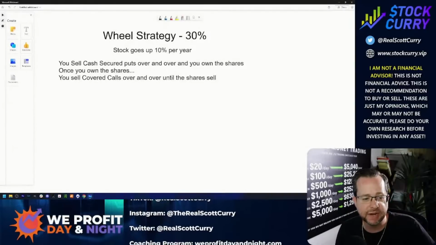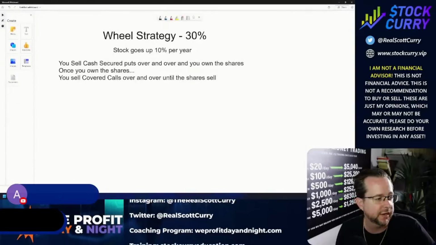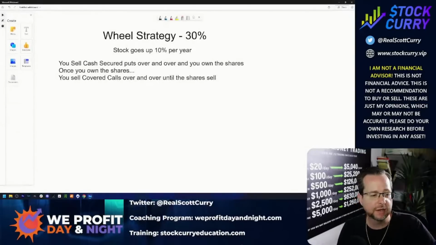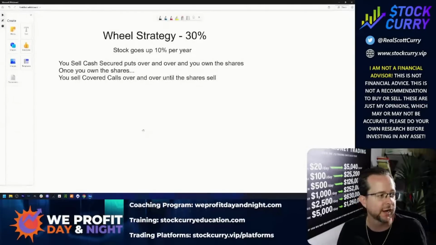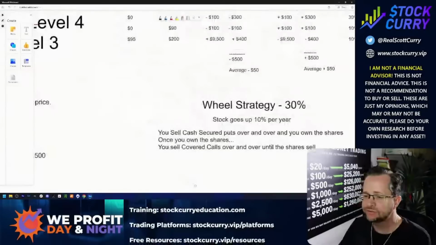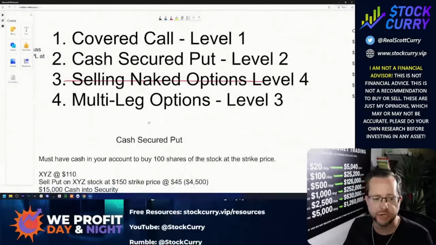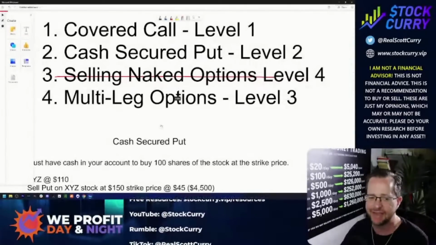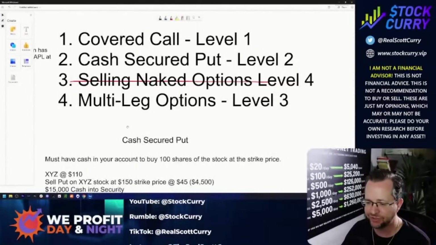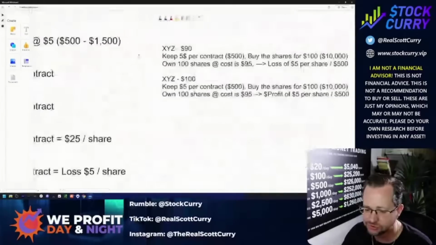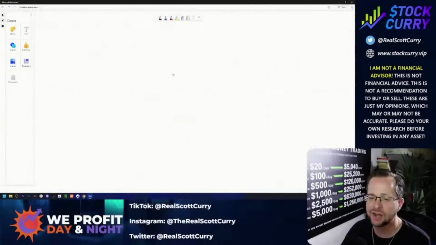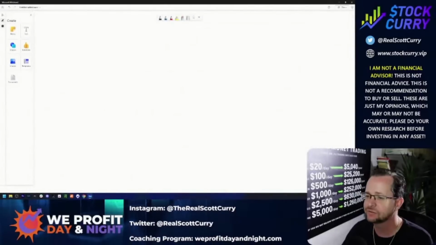Okay, I've got some people saying, please keep going. Okay, we'll carry on. Let's get into level 3, multi-leg options. And I'm only going to cover the simplest 2 multi-leg options. You all ready for this? All right, multi-leg options.